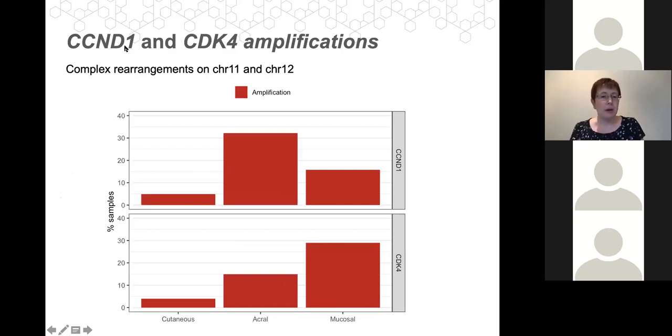So if we come back to CCND1 and CDK4, I've already previously mentioned these genes are amplified as a result of complex rearrangements on chromosomes 11 and 12. As is reflective of the fact that cutaneous melanomas don't have as many rearrangements, we can see a smaller percentage of samples with amplifications in this region. And it's very frequent in both the acrals and mucosals, with acrals tending to have more of the CCND1 amplifications and the mucosals having more of the CDK4 amplifications.